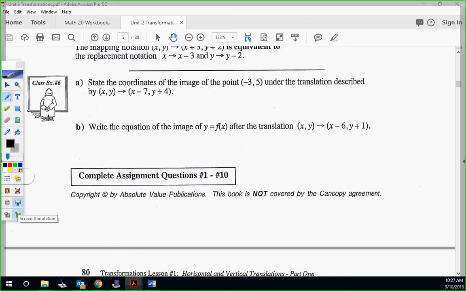State the coordinates of the image of the point (-3, 5) under the translation described by (x minus 7, y plus 4). So it's as simple as what it looks like. X minus 7, you just put this in for x. You put this in for y. -3 minus 7 is -10. 5 plus 4 is 9. No problem.